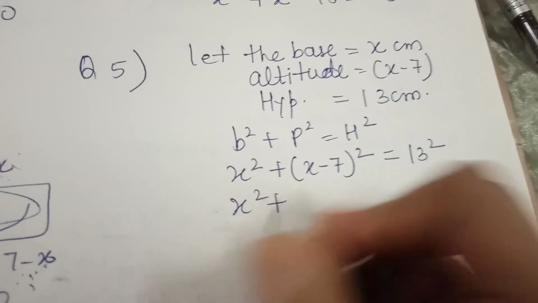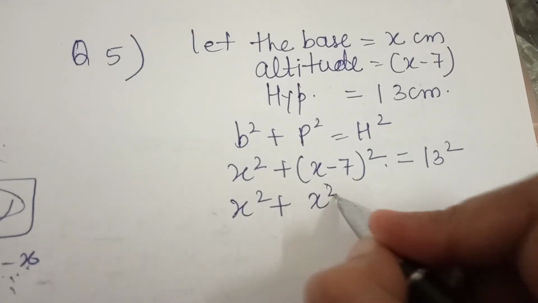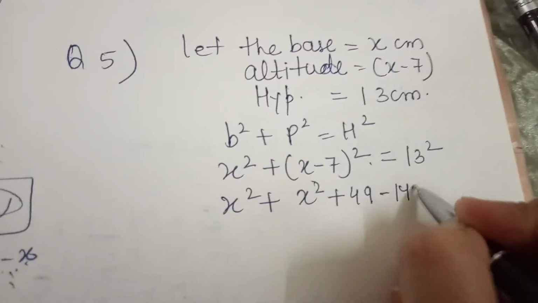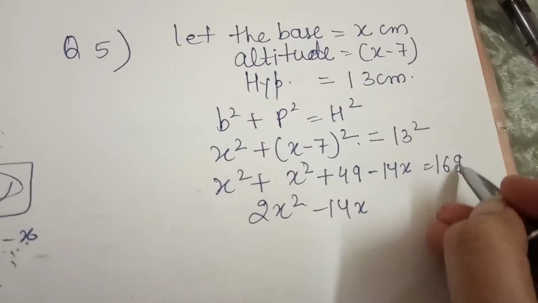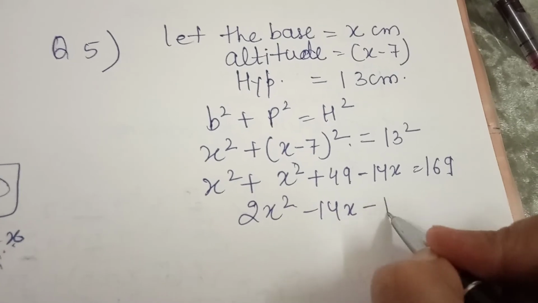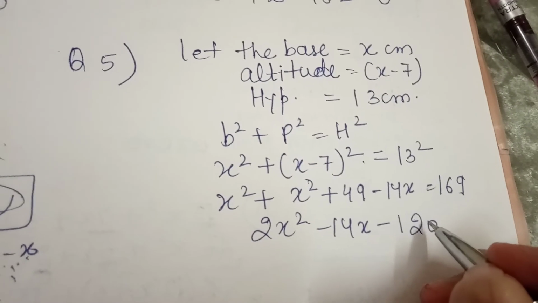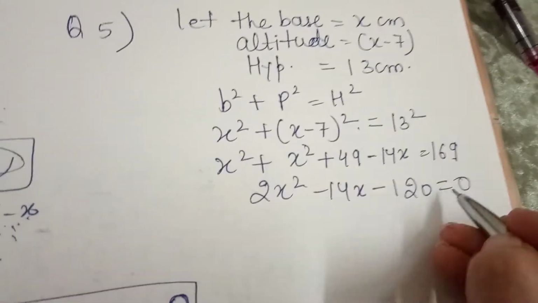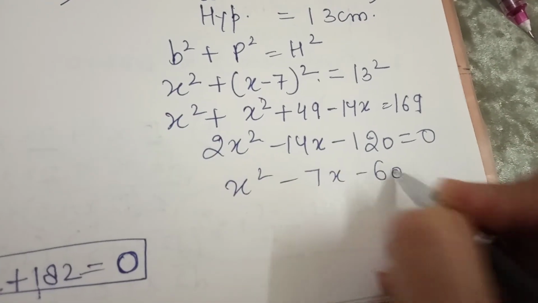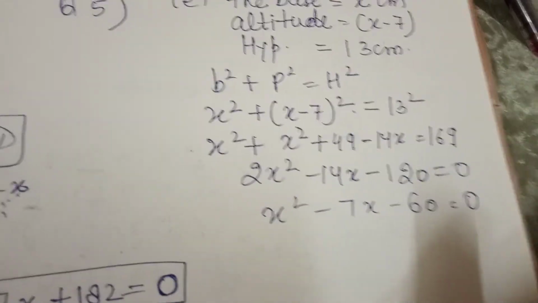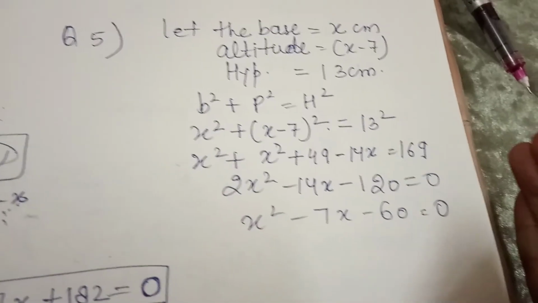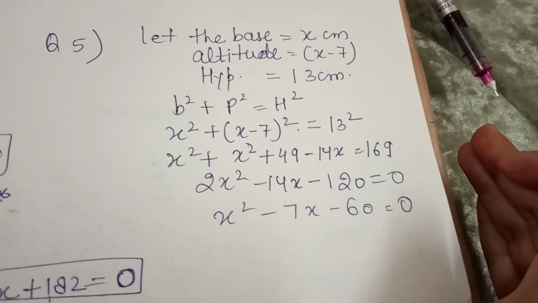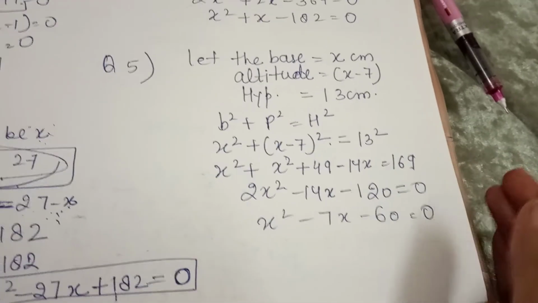So it will be x square. Open it with identity. A square plus b square minus 2ab is equal to 169. So it is 2x square minus 14x minus 169 plus 49 is equal to minus 120 equal to 0. Again we can reduce it. So divided by 2. x square minus 7x minus 60 is equal to 0. I am only forming the equation and you find the solutions yourself because I have already explained how to find the solution by using factorization method. Okay. Now last one is left.